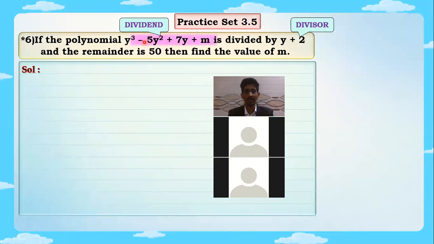So first of all, let's write down the given polynomial. The variable is y because we have to find the value of m. So we are going to assume let p of y be the polynomial given to us. The divisor is y plus 2. First, write the polynomial the same, completely as it is.